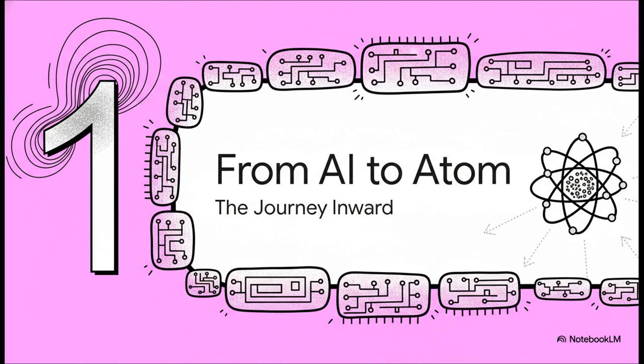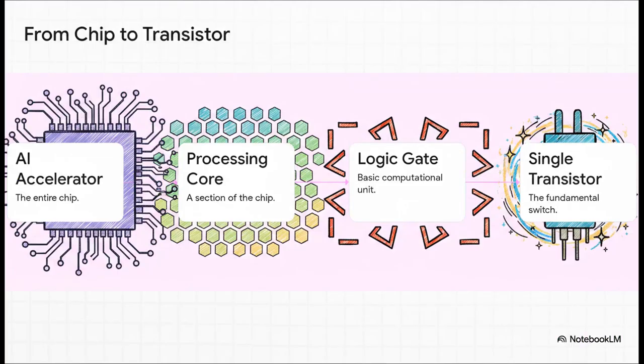We're about to go on a journey, peeling back the layers of a complete AI system until we get right down to its atomic scale engine. So we'll start with the whole AI accelerator chip, right? From there, we'll dive into just one of its many processing cores. And inside that core, we'll find millions of simple logic gates. But finally, we get to the hero of our story, one single transistor. This is it. This is where the magic really happens.